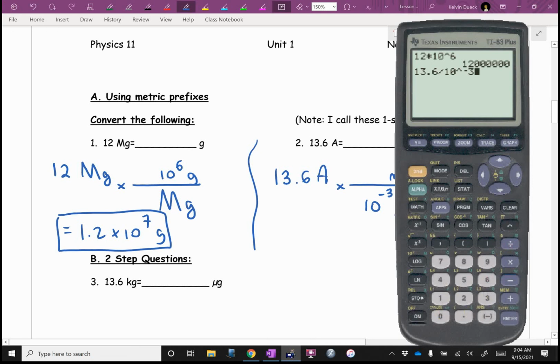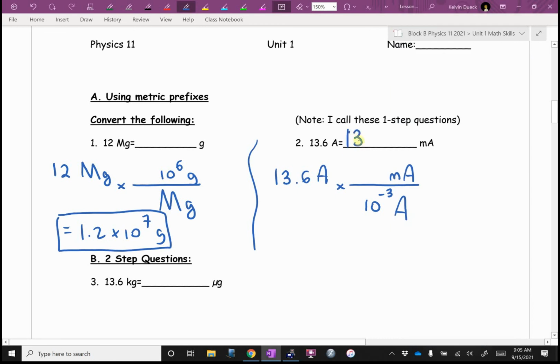And I get 13,600. Is it less work to write that in scientific notation or to write it in standard form? I think it's less work to write it in standard form. I'm going to write it as 13,600. Milliamps, which I already have there.